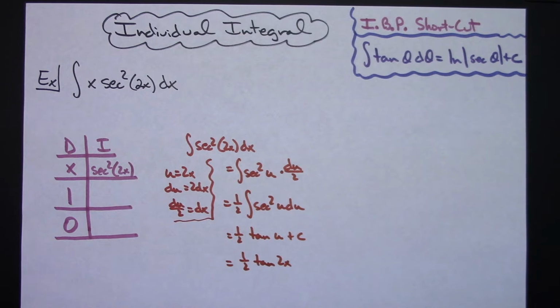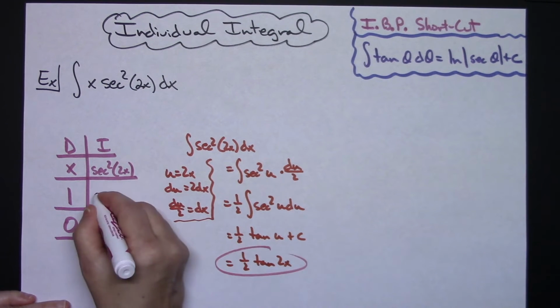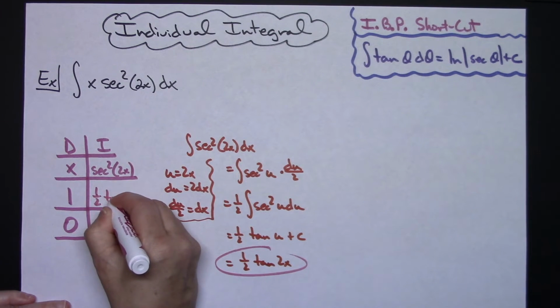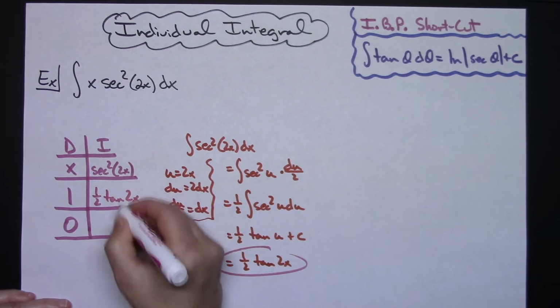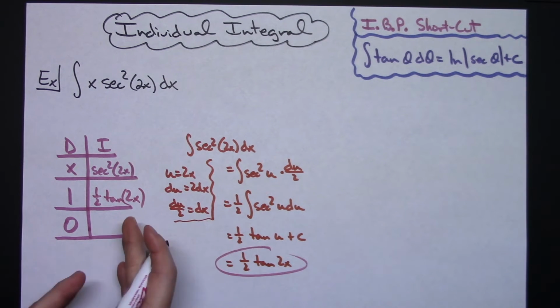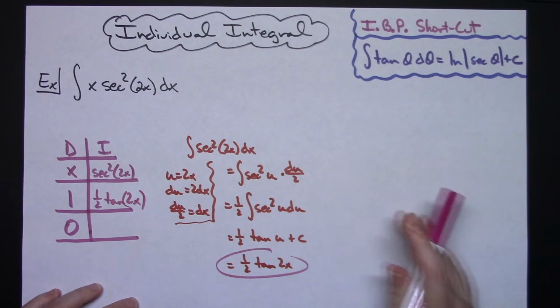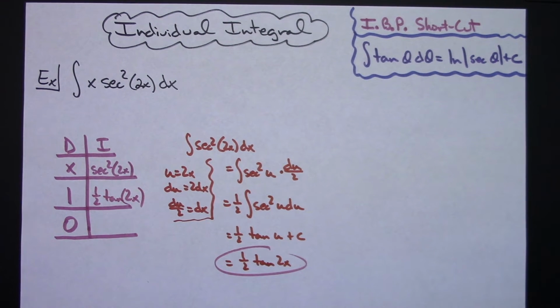Okay, so in this column right here where I have integrated that, I'm going to have a 1/2 tangent 2x. Alright, and then like I said, if you could have done that really easily and realized the 1/2 would have come out, then you could just do it without writing all of this out. That's the whole point of the shortcut.